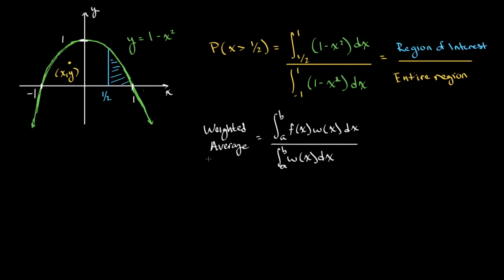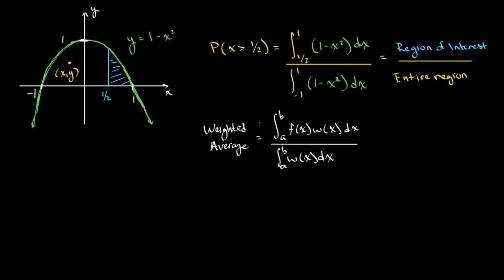In the last video, we calculated the probability of us choosing a point at random being in this blue region here, and we found that to be 15.625%. And in the beginning part of that video, I said that this probability calculation is a weighted average calculation.